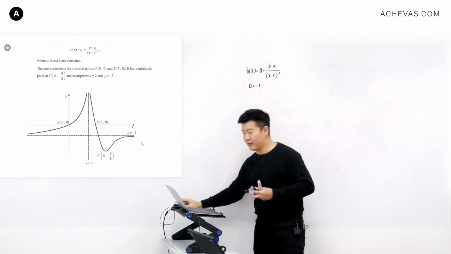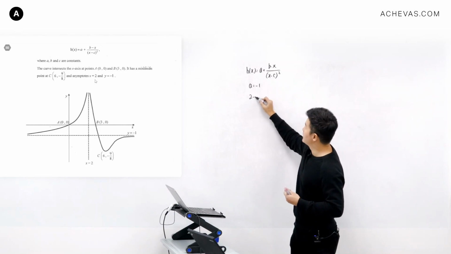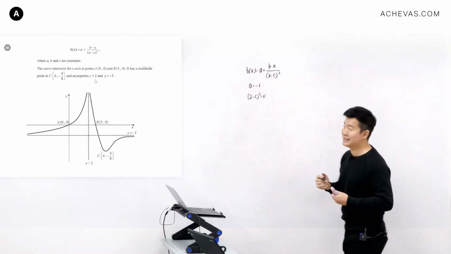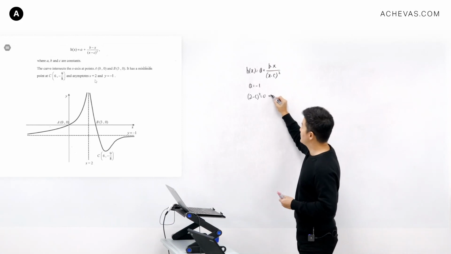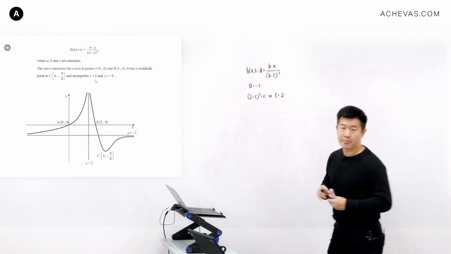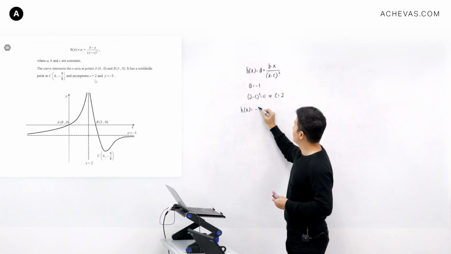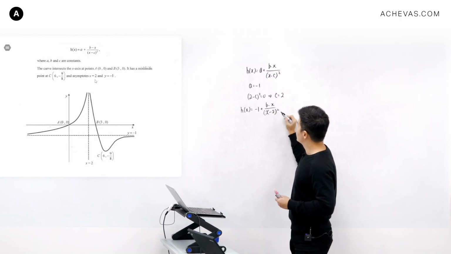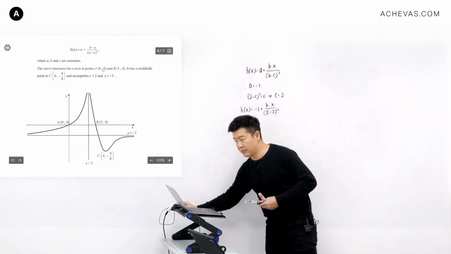Vertical asymptote is the value of x that causes y to be undefined, which means that when I sub 2 into the denominator, it should be equal to 0 because it is going to cause the whole thing to be undefined. This tells me what c is. c is equal to 2, which means that h(x) is equal to -1 plus b minus x divided by x minus 2, squared.